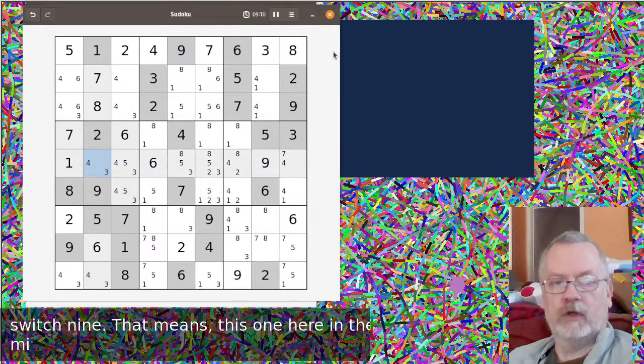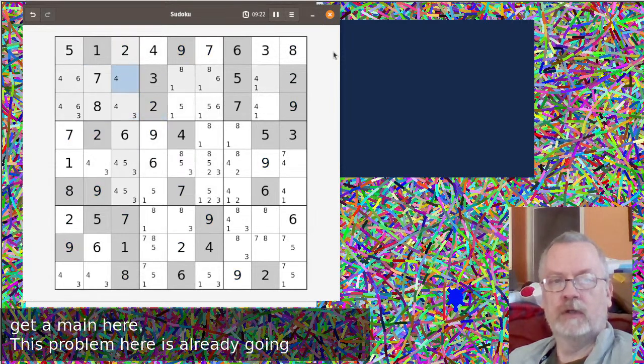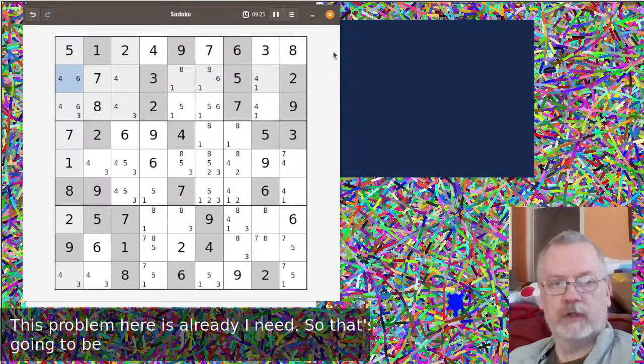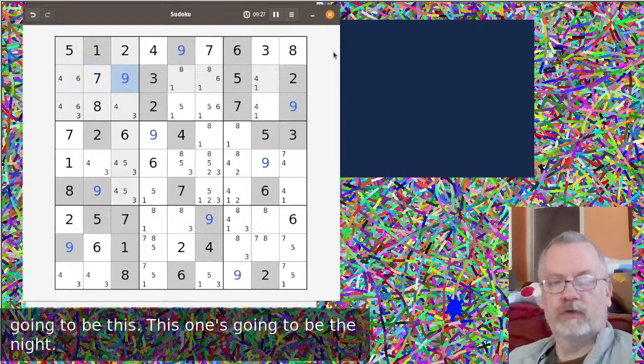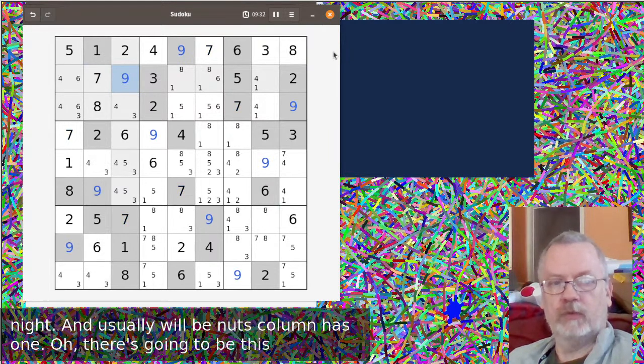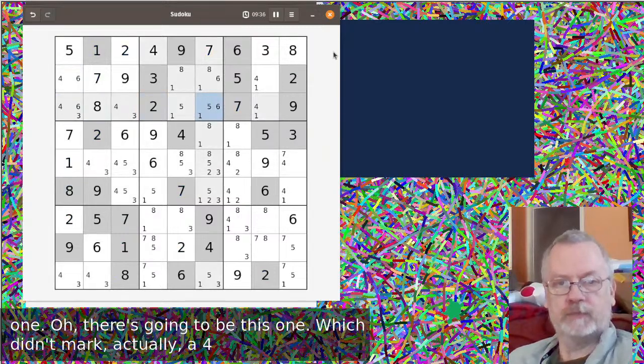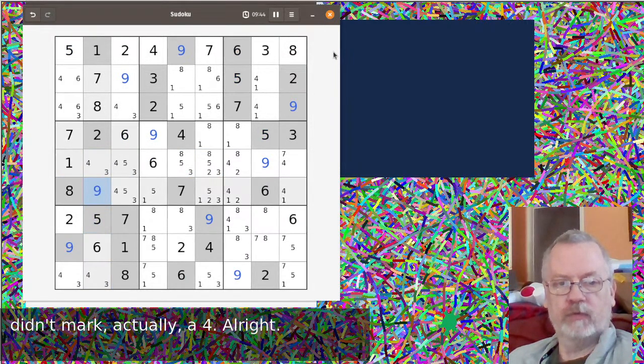We get a 9 here, so one of these two is going to be 9, and the bottom, this column here has already got a 9 in it, so this one's going to be the 9. And one of these two will be 9. This column has one, so it's going to be this one, which is a good thing we didn't mark that as actually a 4. All right. Now, where does that leave me? So we had a 4-3, 4-3 pair.